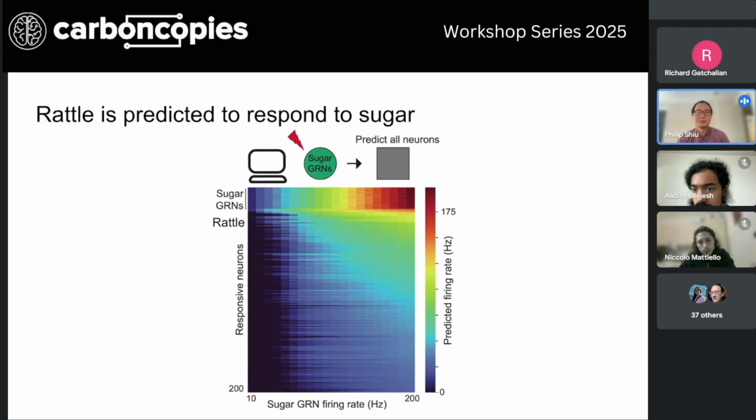And just to back up for a sec, we're activating sugar sensing neurons from 10 hertz to 200 hertz, and the heat map shows how active any downstream neuron that responds would be. So, for example, as you might expect, as we increase the firing of our sugar sensing neurons, the downstream neurons also, in general, increase their predicted firing rate.